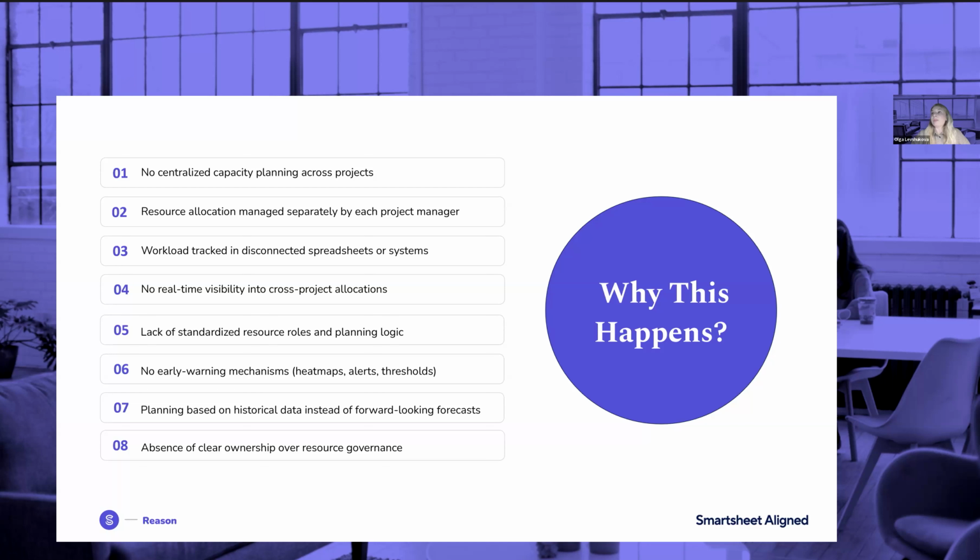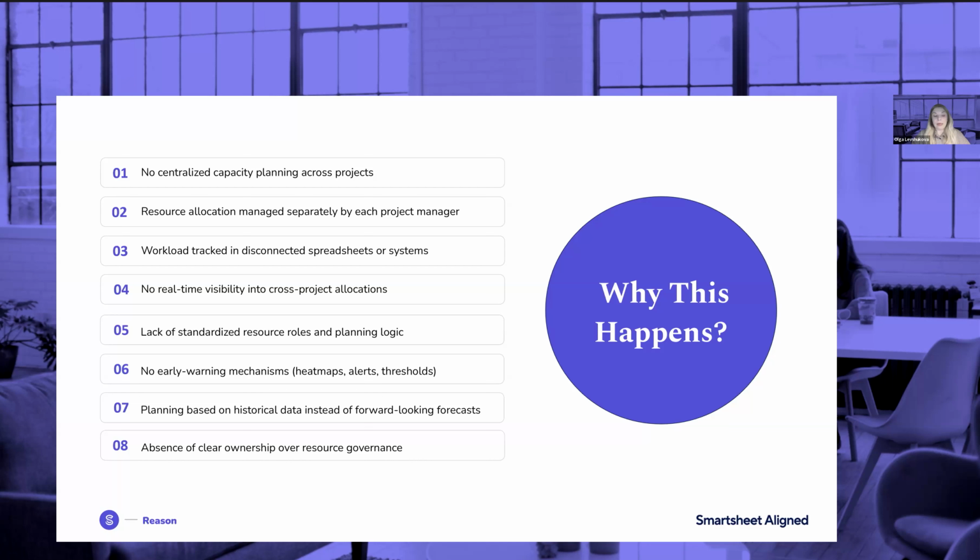Sometimes it's just because of overload. Sometimes we have many project managers and they plan individually, and we don't see how it correlates within the whole organization. Sometimes there is no ownership and nobody is responsible for this. You don't see who is doing what.